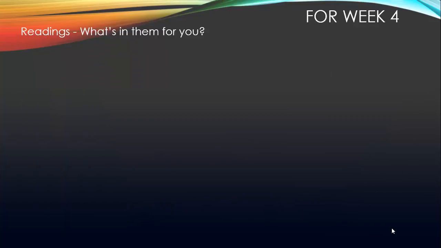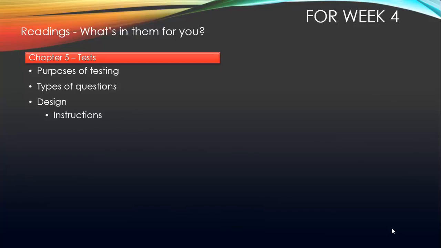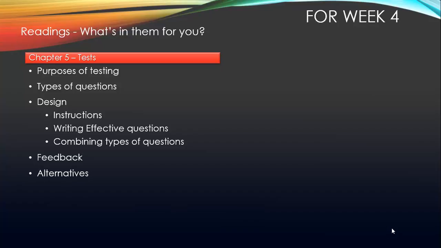And what's in them for you now that you're going to get started working towards your paper prototype? Chapter 5 focuses on evaluation. So you're going to learn things about the purposes of testing, the types of questions that you could use, design issues like instructions for your tests, writing effective questions, combining types of questions, feedback that you can provide when students answer correctly or incorrectly, and then alternatives to testing.